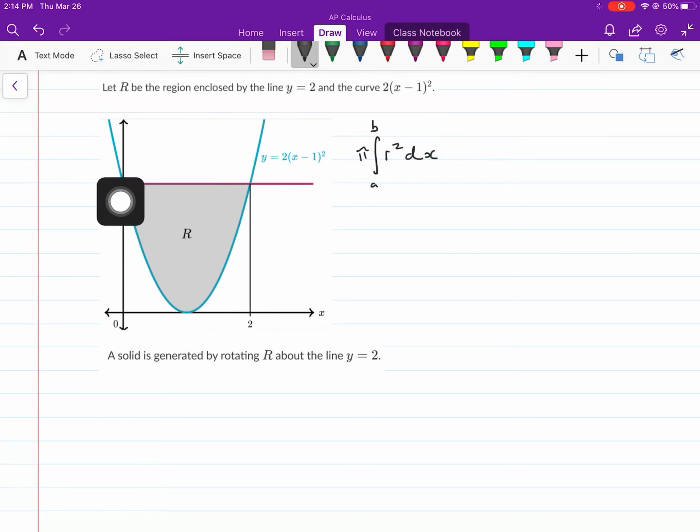So we've got to go in respect to x, because it's a horizontal axis. What we've got to do is figure out what our radius is. So our radius is going to be the distance from here to here. It's going to be that distance. That's r. So that's going to be equivalent to 2 minus our function.